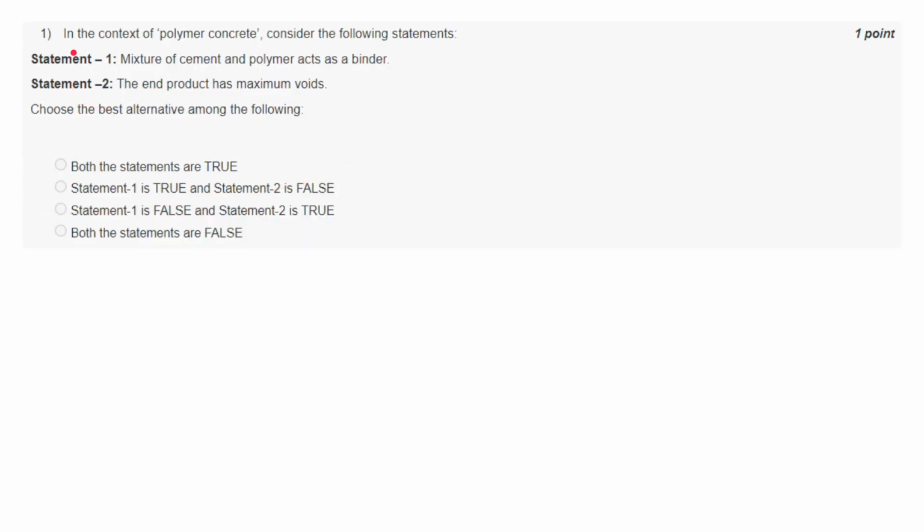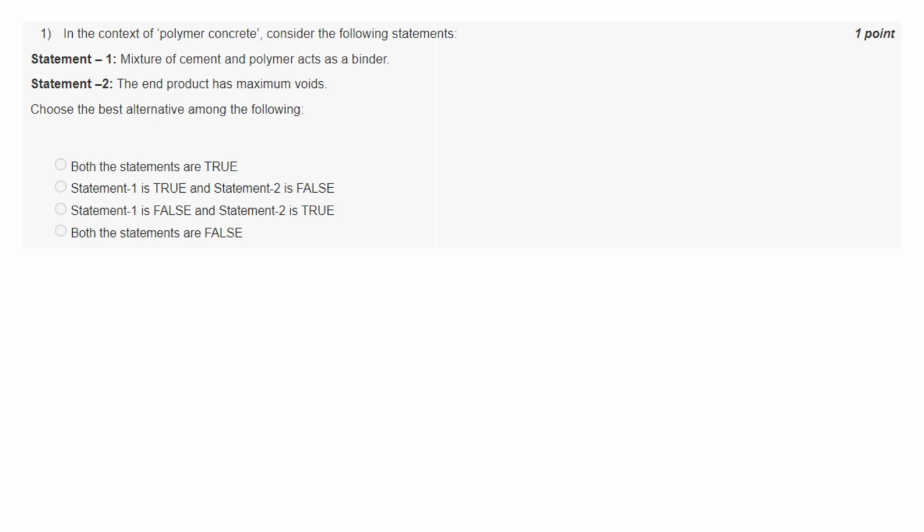So the first question is, in the context of polymer concrete, consider the following statements. One, mixture of cement and polymer acts as a binder, and two, the end product has maximum voids. Which is the best alternative among the following? Both are true, both are false, one is true, two is false, or one is false, two is true.